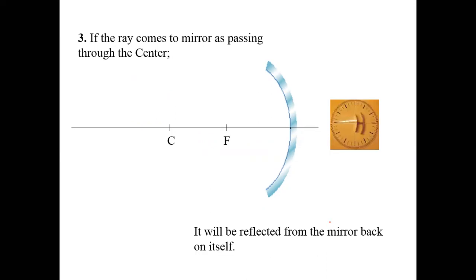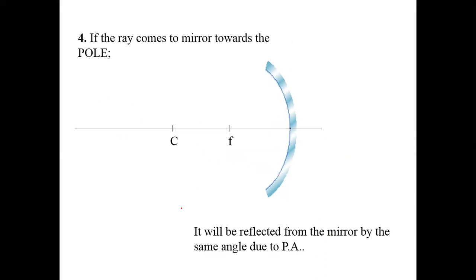What about when you send a ray through the center? Again, it's going to be reflected over itself. So the incident ray and the reflected ray are both over the center.